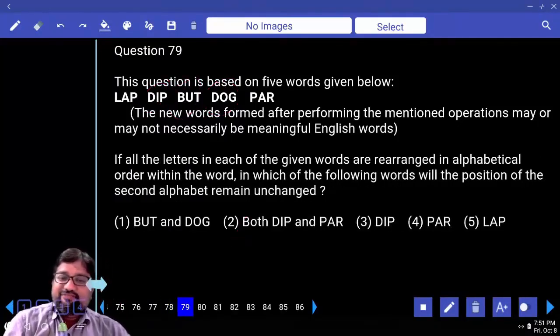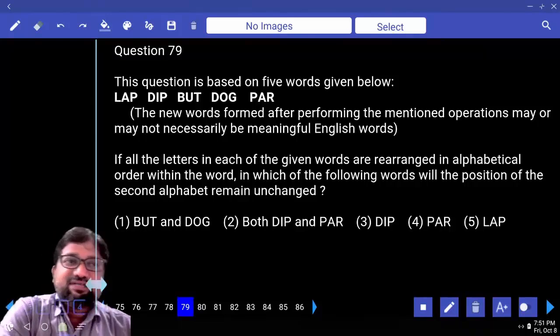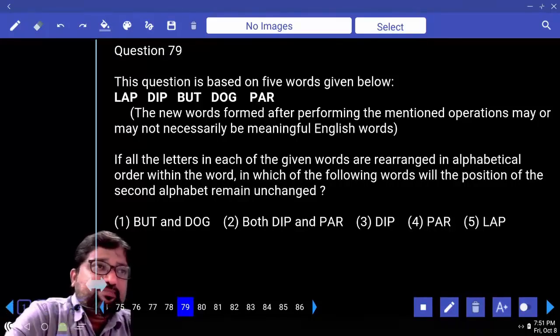79. If all the letters in each of the given words are arranged in alphabetical order within the word, in which of the following words will the position of the second alphabet remain unchanged? What are you supposed to do here, please, everyone?